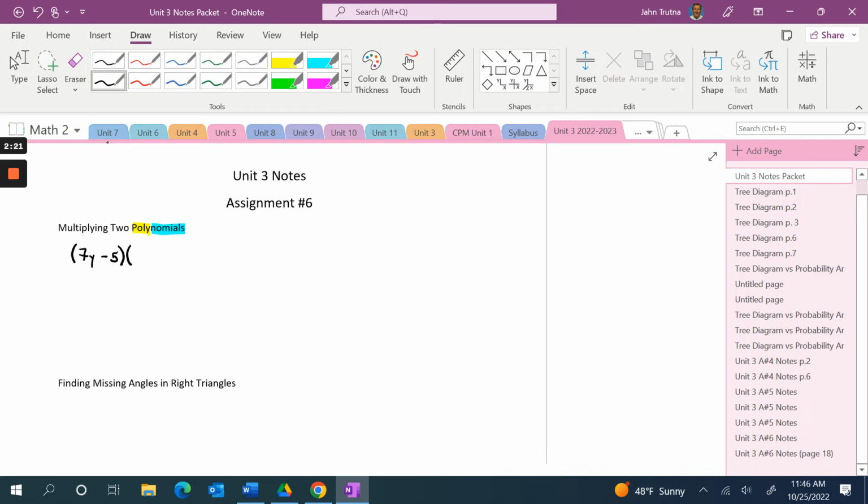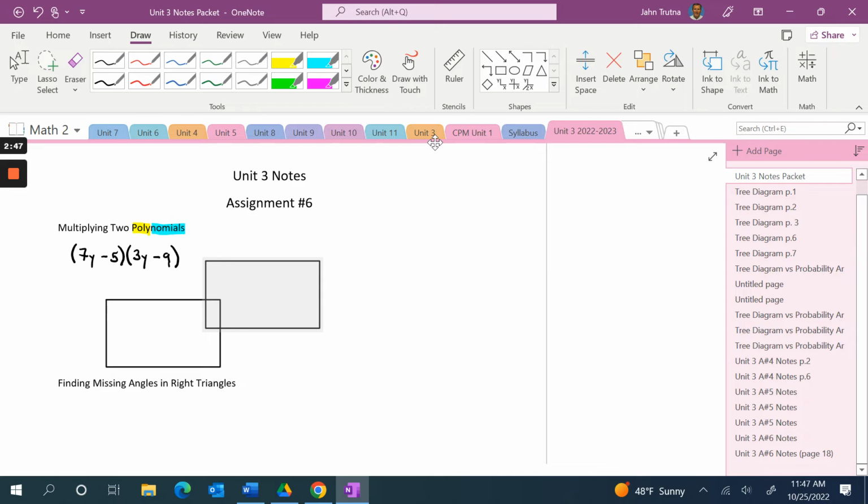And then let's say that I ask you to multiply that with 3y minus 9, which is another binomial. Okay, so the process that we do to multiply these two binomials together is we're going to incorporate the area model. This is why we studied the area model so extensively at the beginning of the school year. We're going to use this area model in order to figure out what's the result when I multiply 7y minus 5 with 3y minus 9.